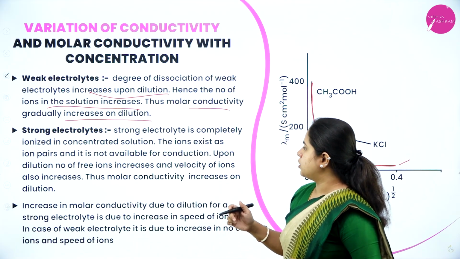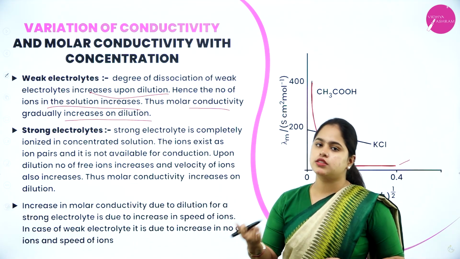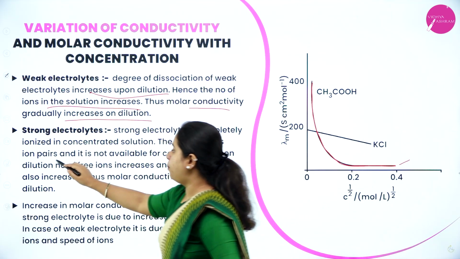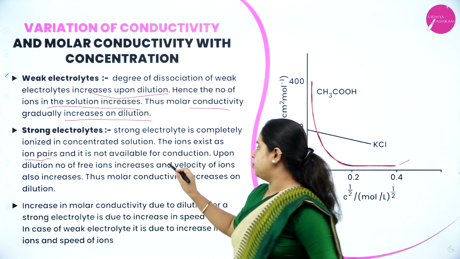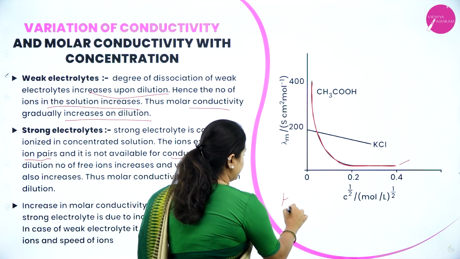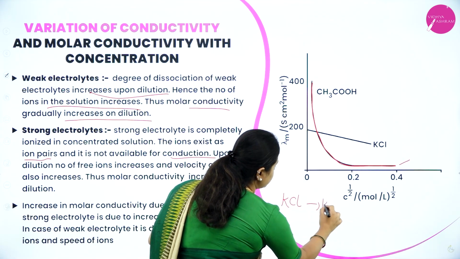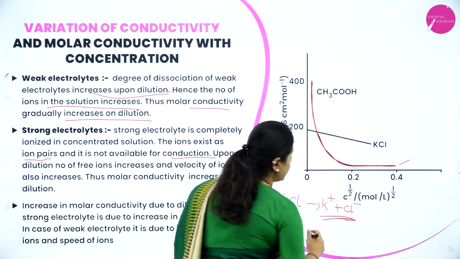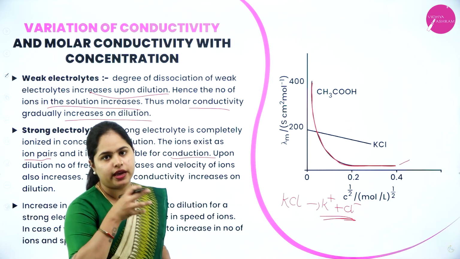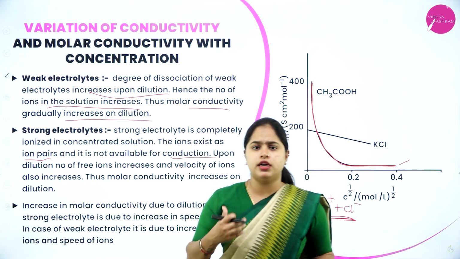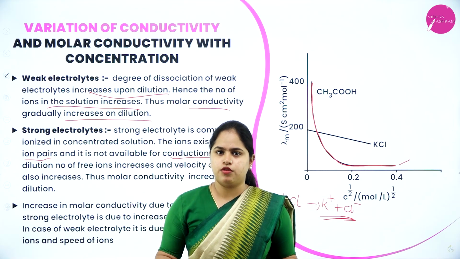Now, a strong electrolyte is completely ionized in concentrated solution. The ions exist as ion pairs and are not available for conduction. Let's take the example of KCl. It dissociates into K plus and Cl minus. Now these ions in the solution exist as pairs. If they are existing as pairs, are they available for conduction? No, they won't be available for conduction.